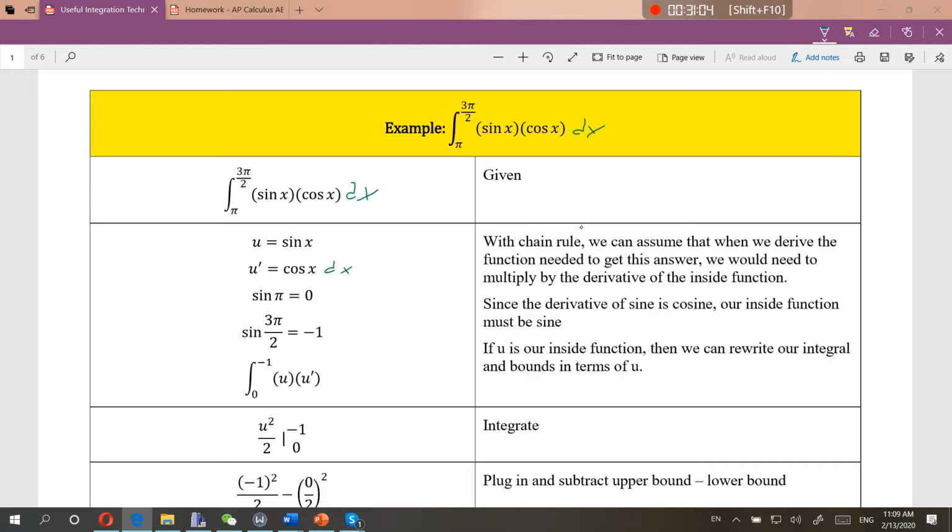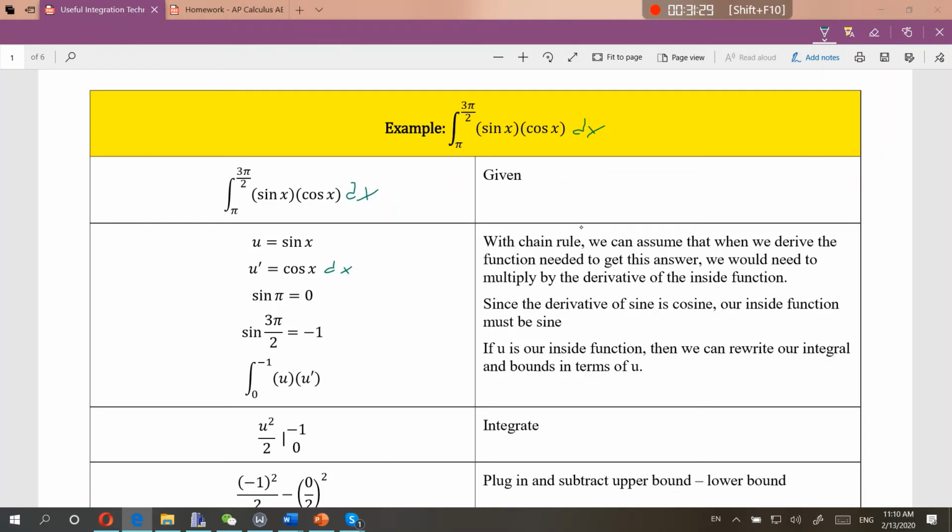Okay, so that means if I say my inner function is sine x, then the derivative of that function would be cosine x dx. So this would then be u times u prime, right? How do we know that u is not cosine x? We could use u as cosine. In that case, the u prime would be negative sine dx, and I would need to have a negative on the outside. So for this one, that would still work.